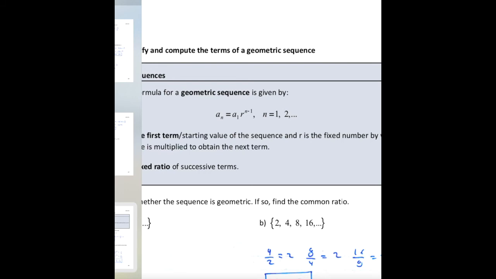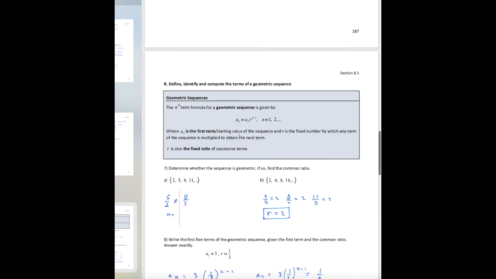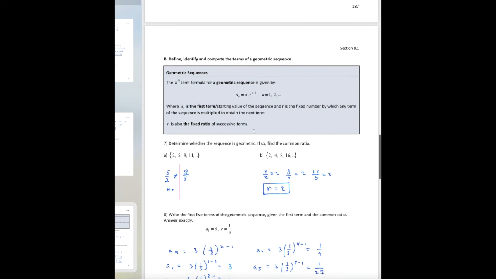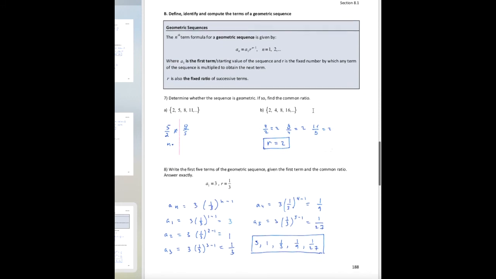So that's what we're going to keep going back to every time we're trying to find the terms of a geometric sequence. So a sub 1 is the first term. R is called the fixed ratio or common ratio, depending on which book you're looking at. And I'll show you what that looks like down here for this example.